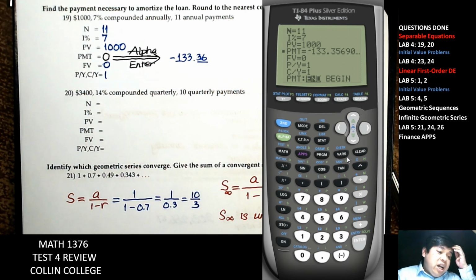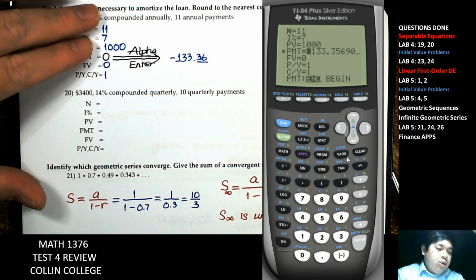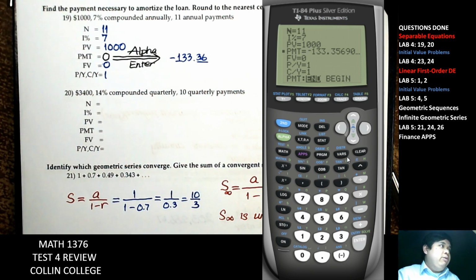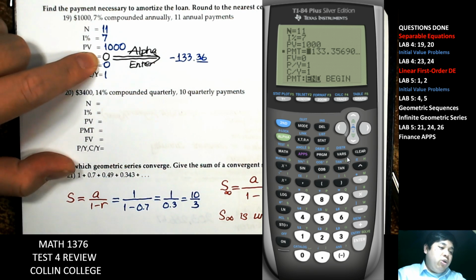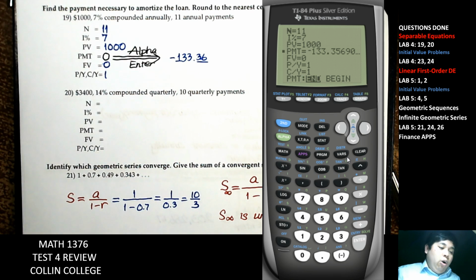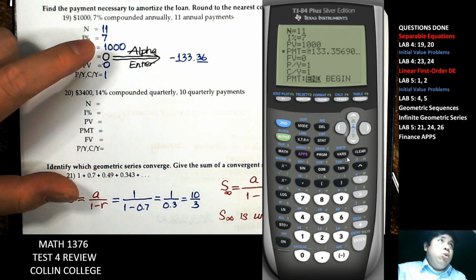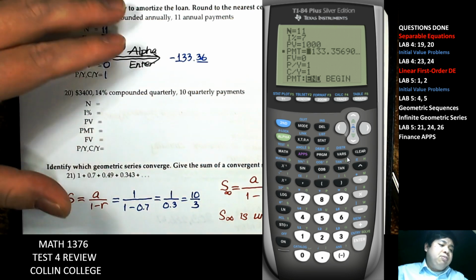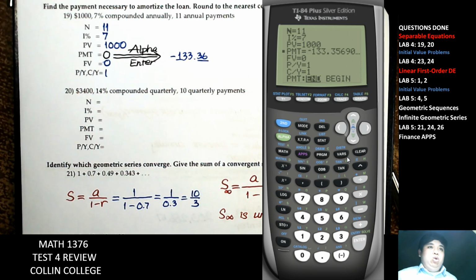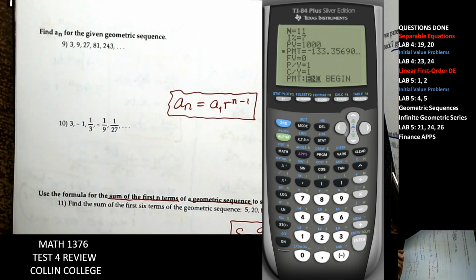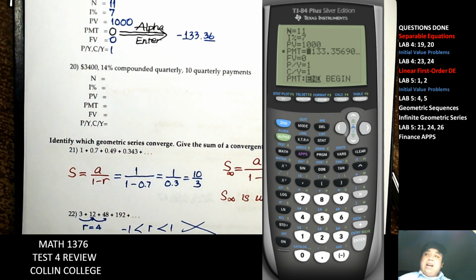Right. The next problem would be similar to that. On the finance app, we just need to figure out what we have and what we don't know. When we solve for what we don't know, we just hit alpha and then enter. Initially we put 0, but then we go back, hit alpha, enter, and we should be able to solve for it. So on the finance app we did 16, 17, and 19.